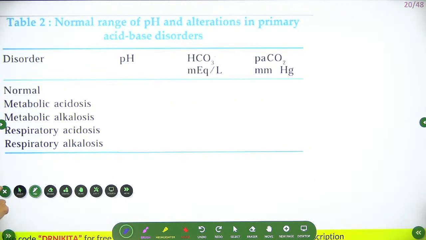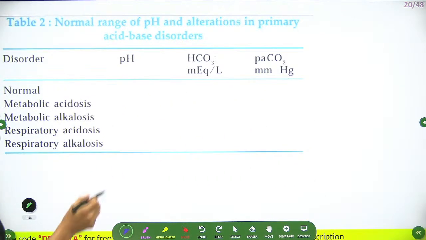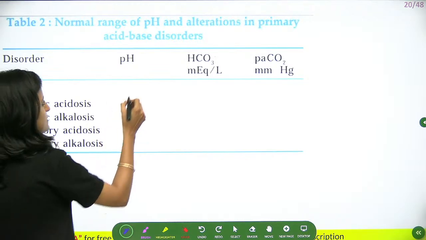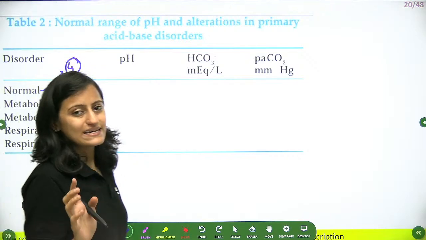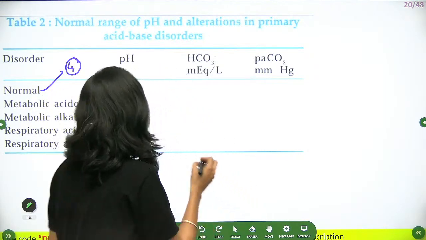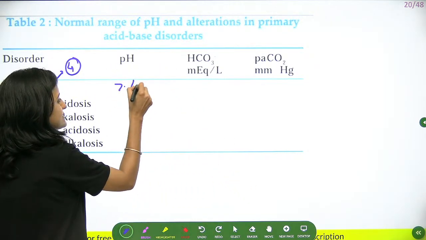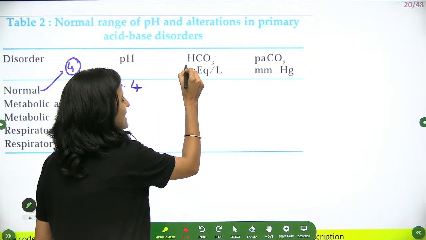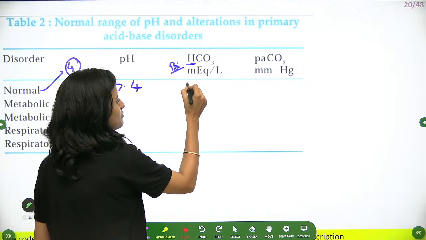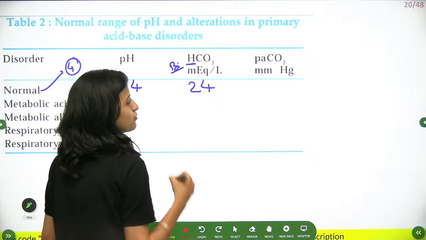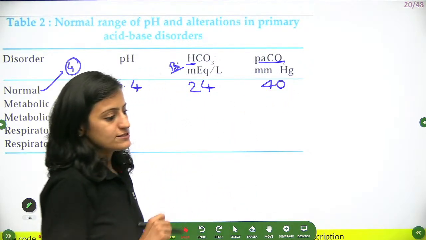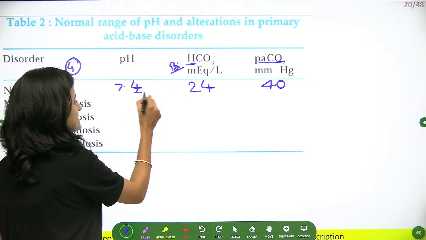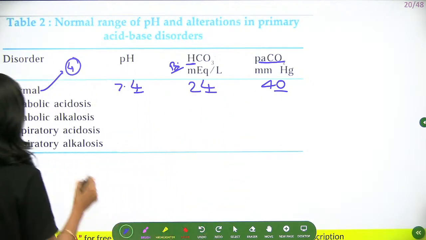Going to the next one, an important table here. So what do we see in this table? What is the normal range and what is the alteration in your acid-base disorders? Remember that the normal values are all four-containing values. pH is 7.4, bicarbonate is 24, PCO2 is 40. So remember all the four-containing: 7.4, 24 and 40.